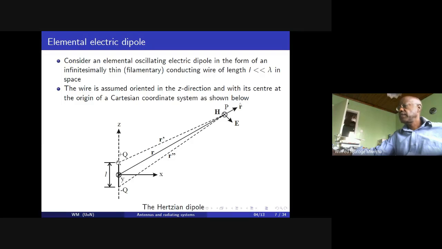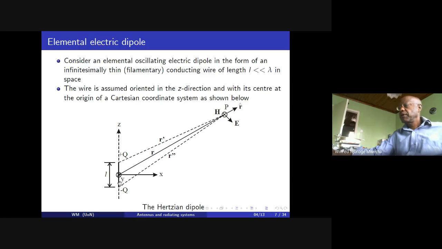So one end of the wire has a vector r prime to the field point, and the bottom has a vector r double prime to the field point. And therefore, we shall try to see how these two are related.